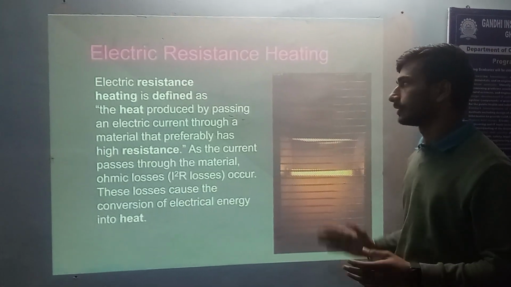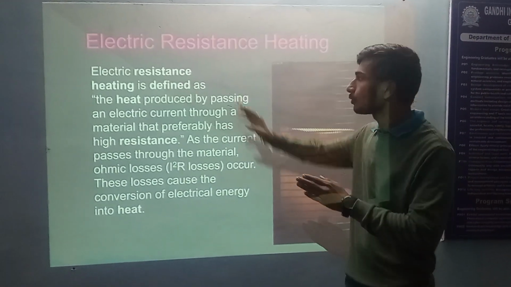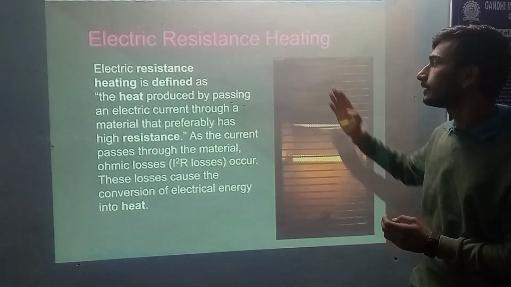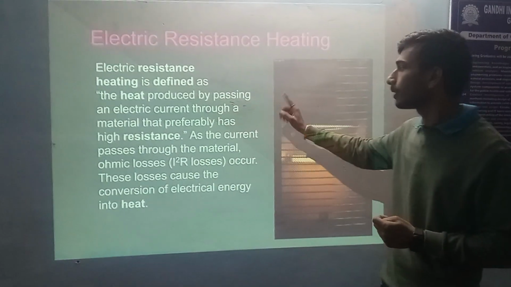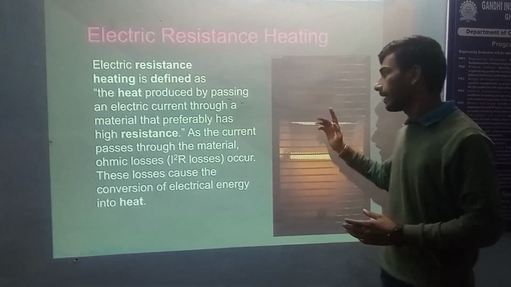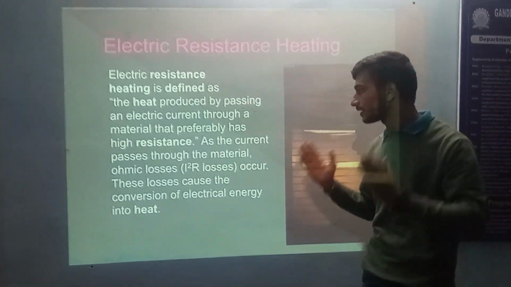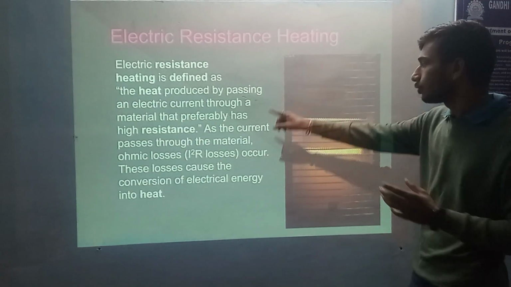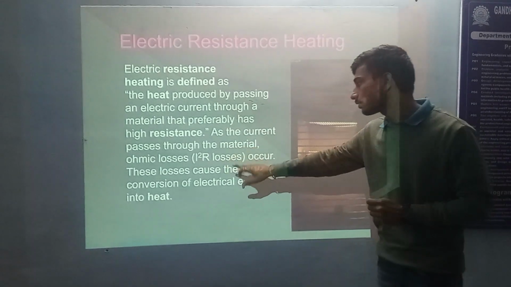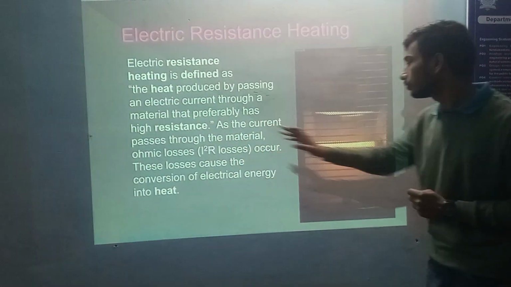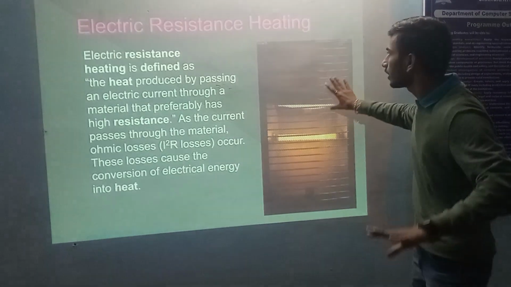Electric resistance heating. Electric resistance heating is heat produced by passing an electric current through a material that preferably has high resistance. As the current passes through the material, ohmic losses, I²R losses, occur. These losses are the conversion of electrical energy into heat. There is the light, the processing, and the heating.